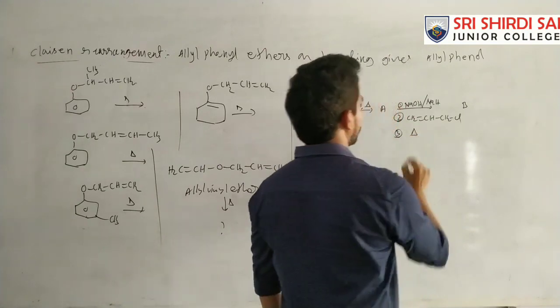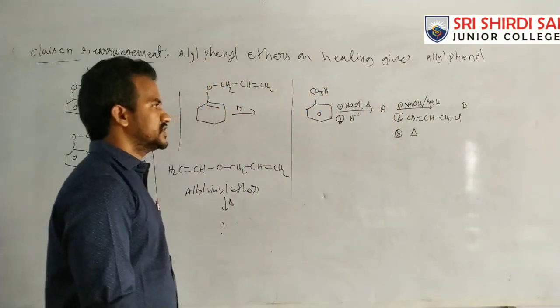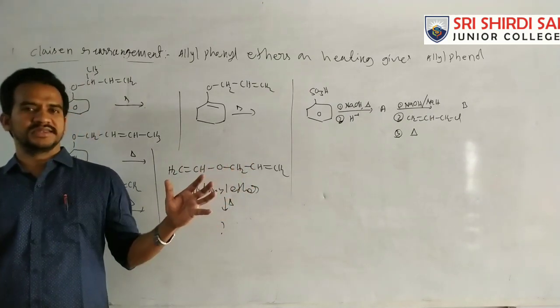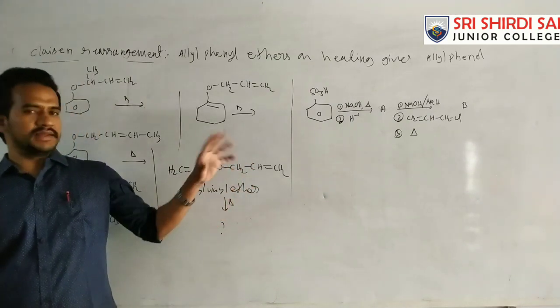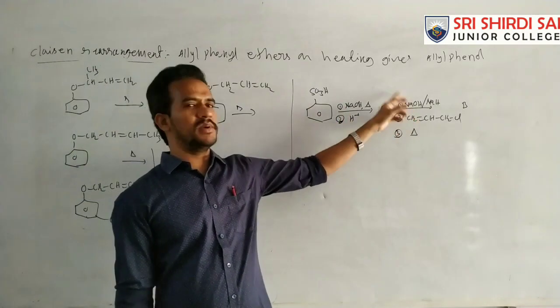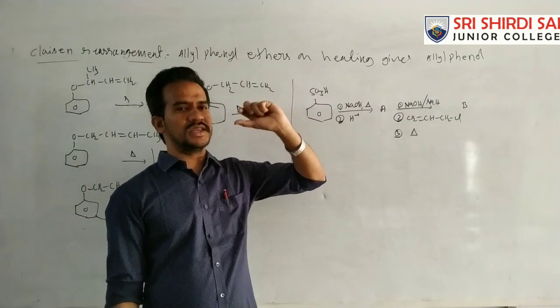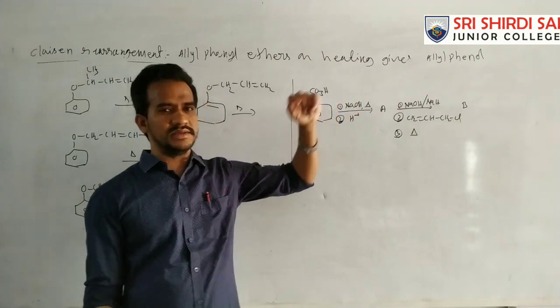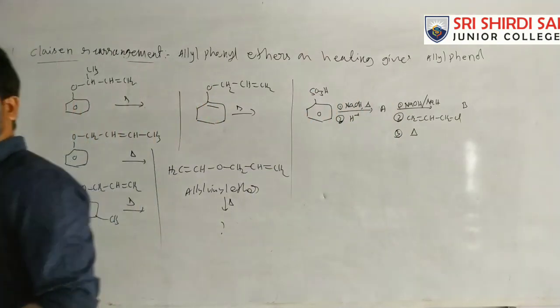Third one, heating. So this reaction involves a preparation method of the phenol, acid base reaction, nucleophile substitution reaction and Claisen rearrangement. As phenol preparation, acid base reaction, the phenol has acidic hydrogen, and substitution with the allyl halide and then Claisen rearrangement.